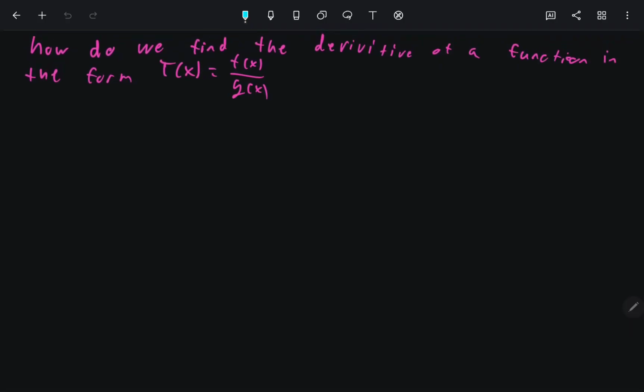So now on to our second part of this video. How do we find the derivative of a function in the form t of x is equal to f of x divided by g of x? All right. This is going to be a doozy.